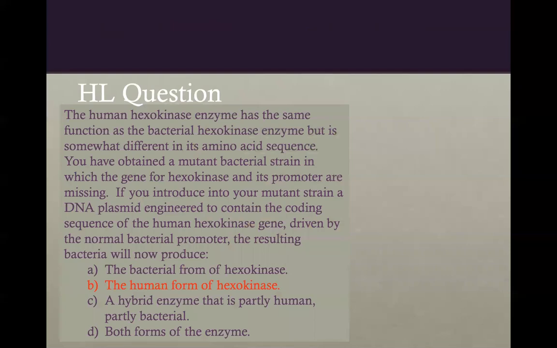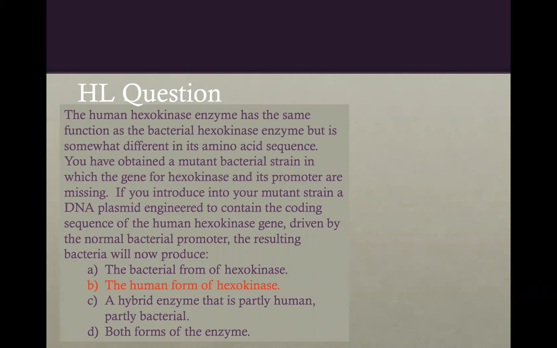It says the human hexokinase enzyme has the same function as the bacterial hexokinase enzyme, but it's somewhat different in amino acid sequence. You've obtained a mutant bacterial strain in which the gene for hexokinase and its promoter are missing. If you introduce into your mutant strain a DNA plasmid engineered to contain the coding sequence of a human hexokinase gene, driven by the normal bacterial promoter, what will the bacteria produce? So they'll either produce the bacterial form, the human form, some kind of hybrid, or both.